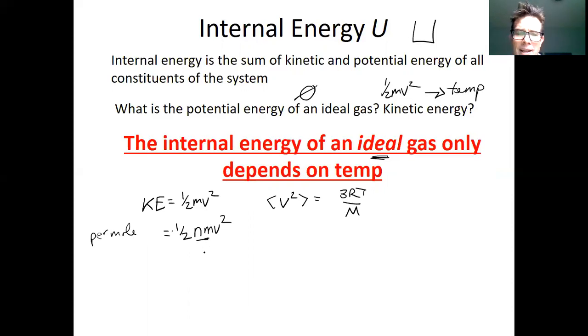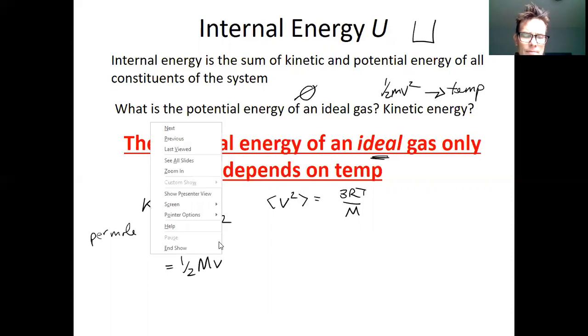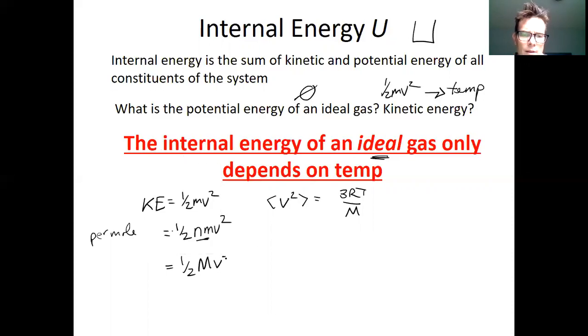Number of moles times the mass of one molecule is capital M. Now, rather than v squared, I'm going to plug this in here, 3RT over M. Cancel, cancel. And what we get out at the end of the day is 3/2 nRT. The internal energy of a gas only depends on temperature.